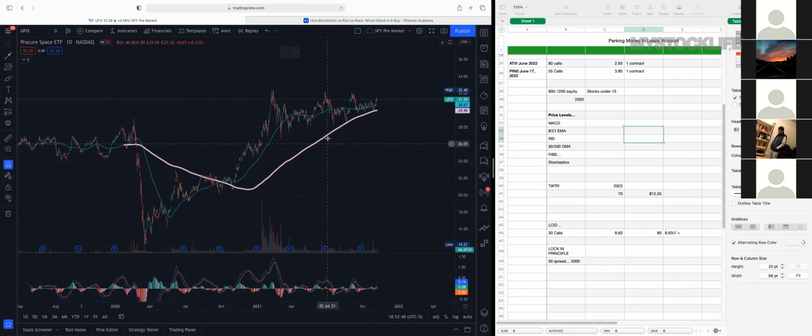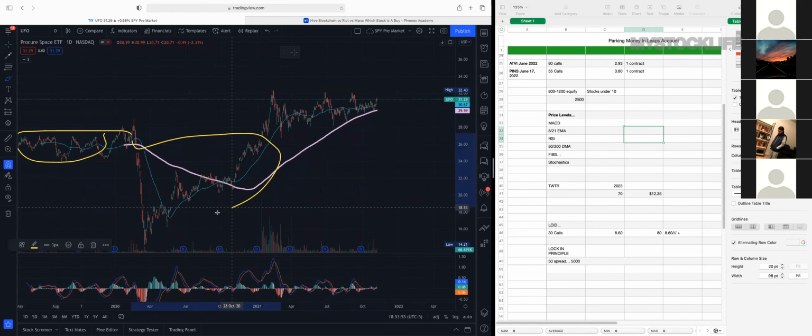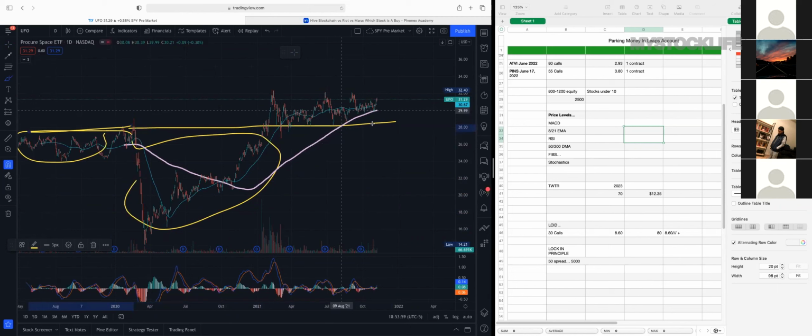This actually looks a lot better. The reason being, technically, I'll show you why. You see this base, when it took out, the best thing is that it's holding above this entire base here. It held above all these levels. And once it breaks out here, the major move would be towards 40 to 50 bucks on this ETF, on the UFO.